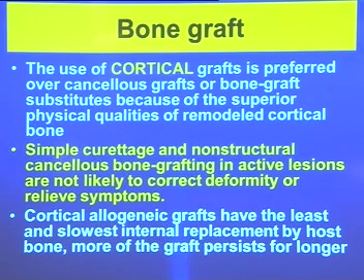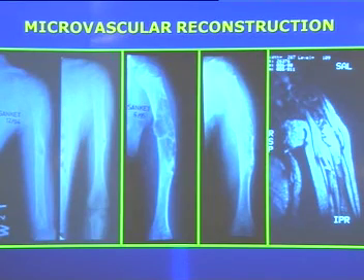Now, as far as bone grafting is concerned, try not to use cancellous bone grafts for fibrous dysplasia because invariably they get absorbed, and what is recommended in the literature is to use cortical bone graft. Cancellous autogenous grafts really do not do very well because they just tend to get absorbed. And as I mentioned earlier, simple curettage and non-structural cancellous bone grafting in active lesions are not likely to correct deformity or relieve symptoms. So cortical allografts are possibly the best for this sort of a situation.